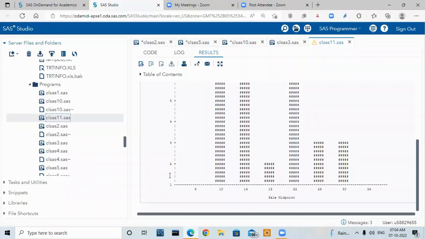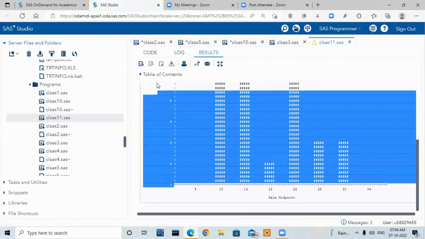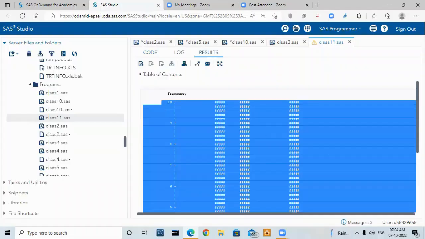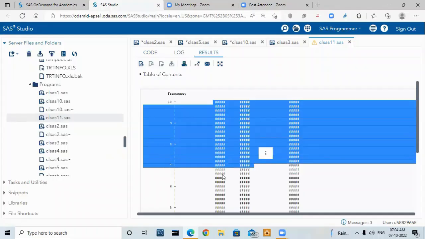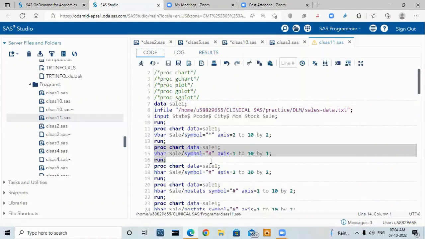Now it has changed to 1, 2, 3, 4, 5, 6, 7, 8, 9, 10 in the frequency, right? And the symbol we have used for drawing the graph is what here? Which symbol are we using here? The hash. We have used the hash as a symbol for drawing the graph. So these two programs are over. In this way, you can draw any number of graphs here, by using different types of symbols.